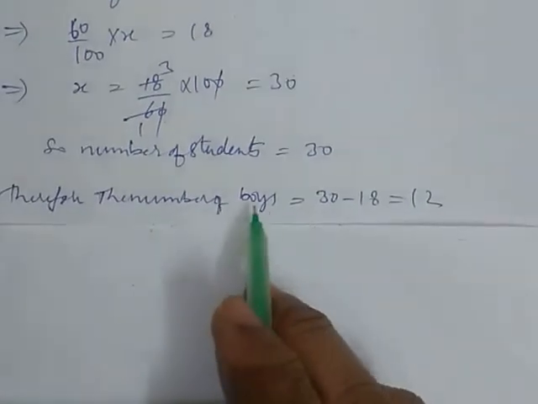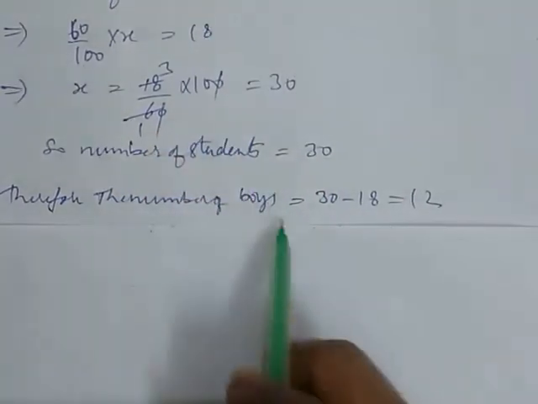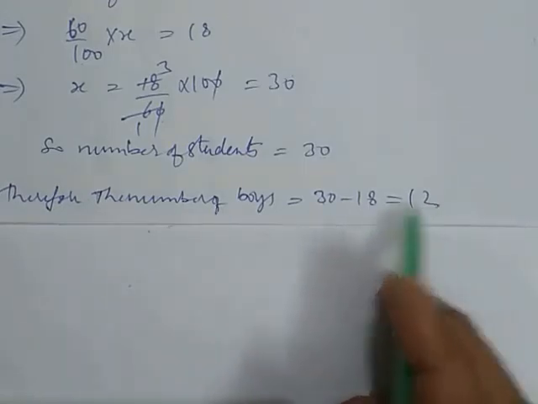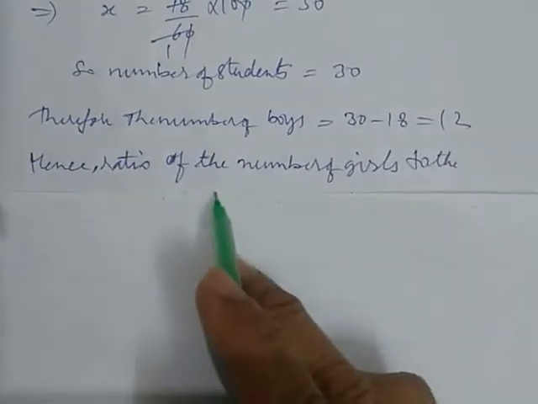Therefore, the total number of students is 30 and we have 18 girls already. So 30 minus 18 is 12. There are 12 boys. This is the second piece of information we received.